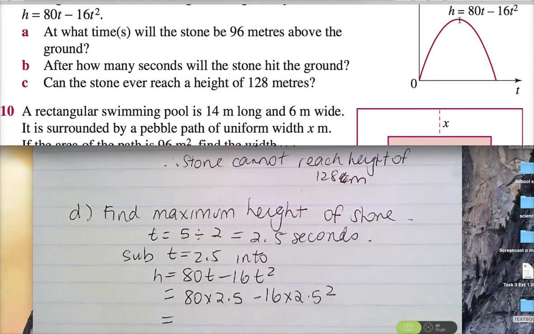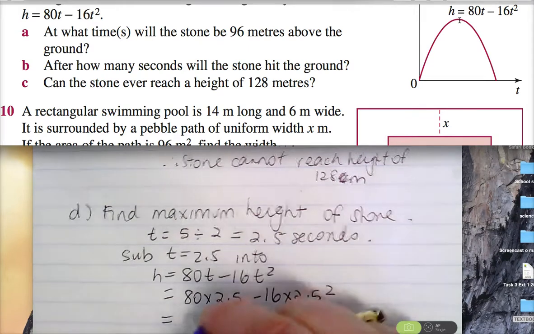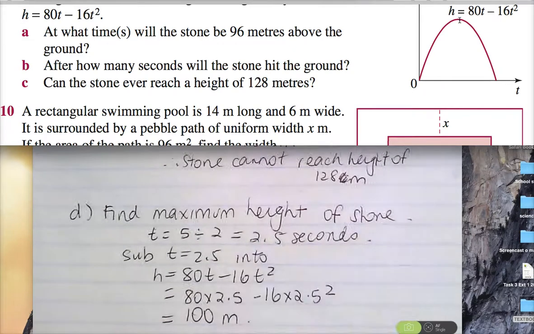Well, 8 times 2.5 is 20, and 16 times 2.5, 16 times 6.25. What do you get? Oh, yep, okay, that's good. So if you're getting the maximum height of the stone is 100, doesn't it make sense that the stone could never reach 128? So it makes part C make sense. Do you get it? So that's good.